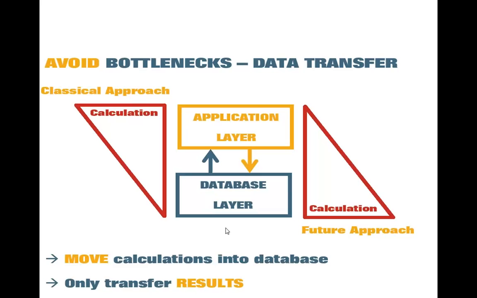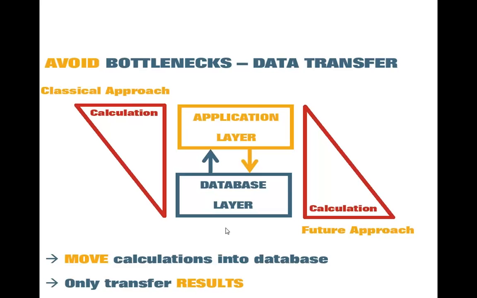In case you fire a query for a result of a particular set of data, the application layer takes that query and checks for what data it needs. It goes to the database layer, fetches that segment or subset of data, brings it to the application layer, does your calculation in there, and then finally moves that to the reporting layer.